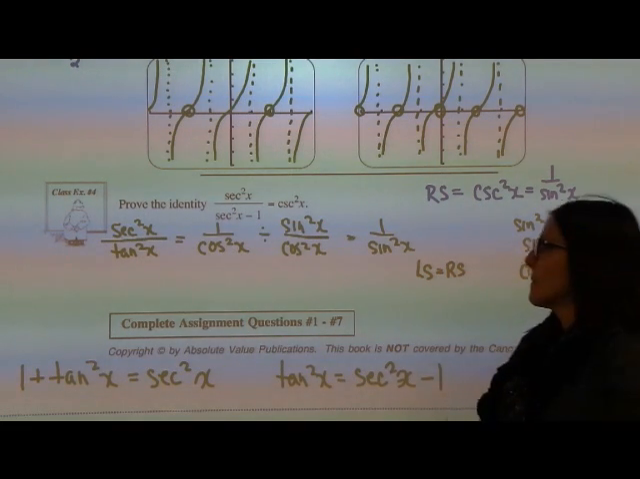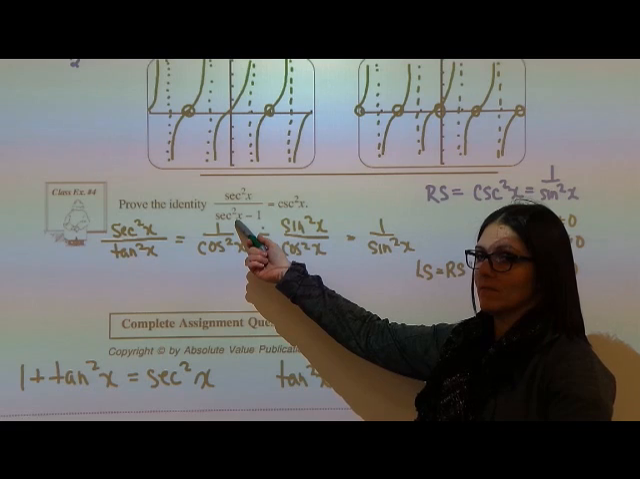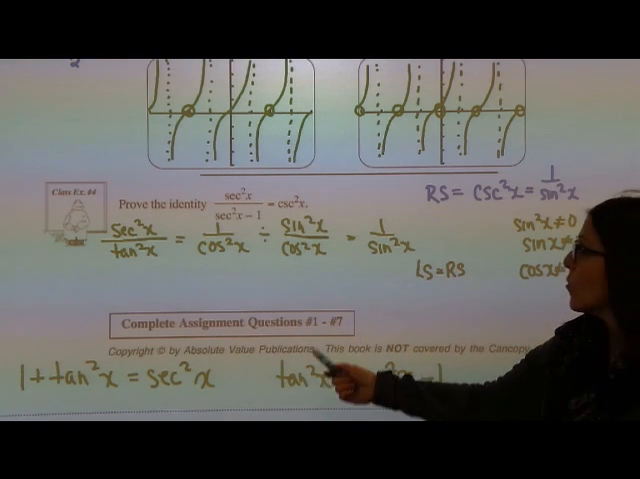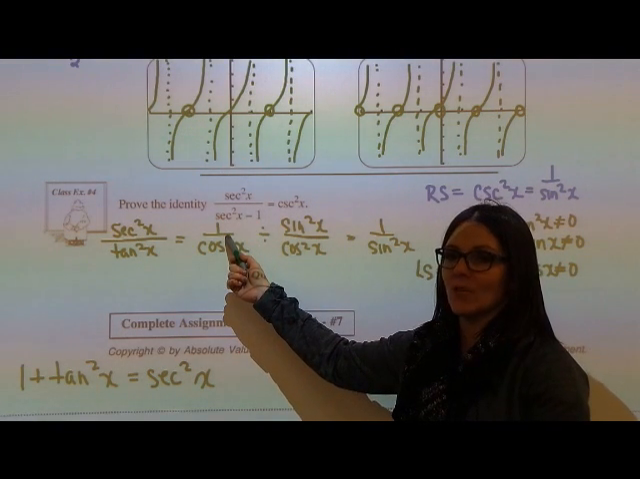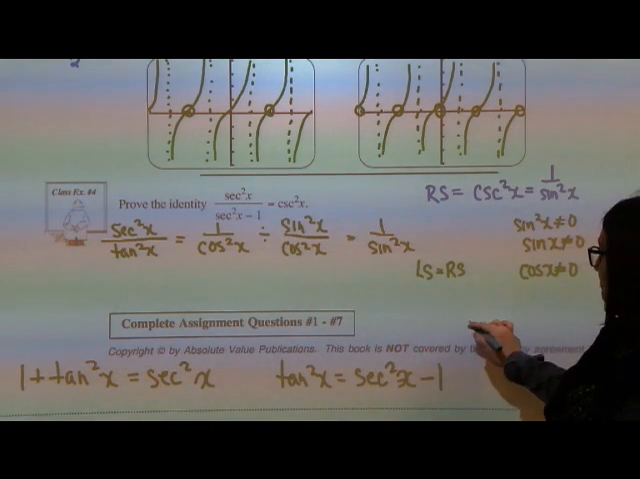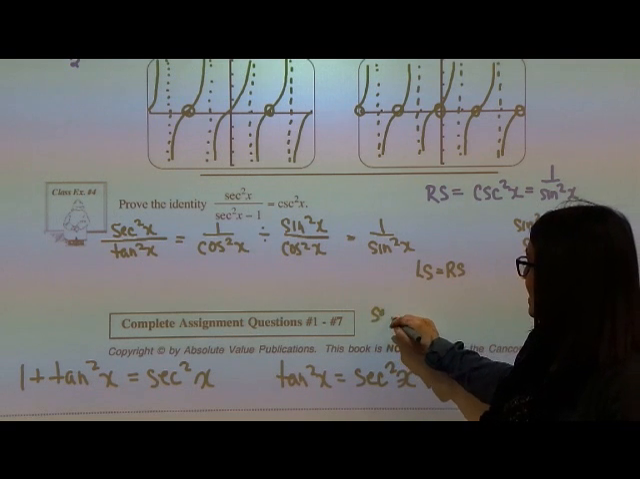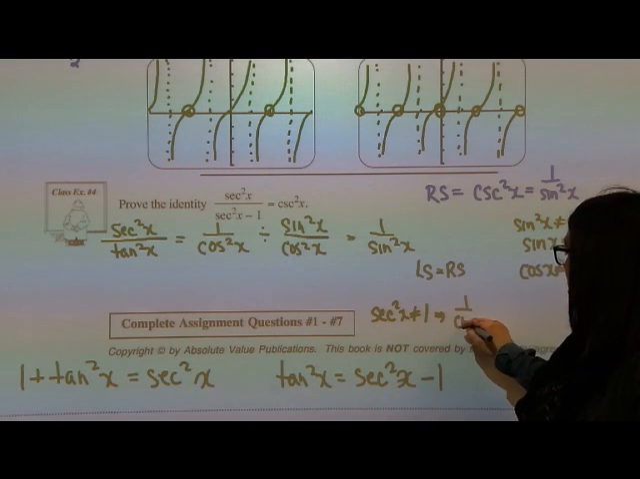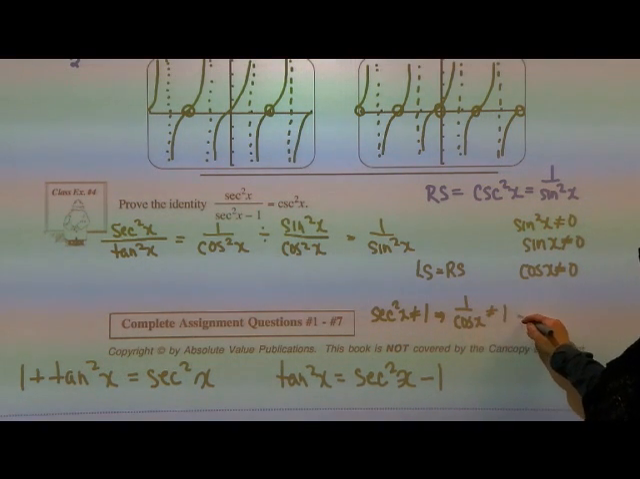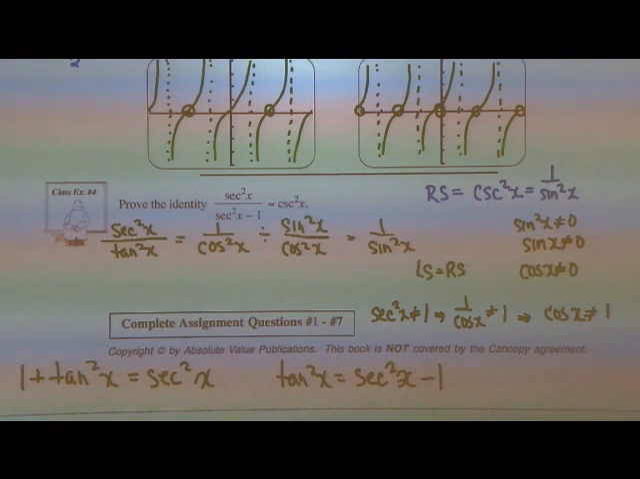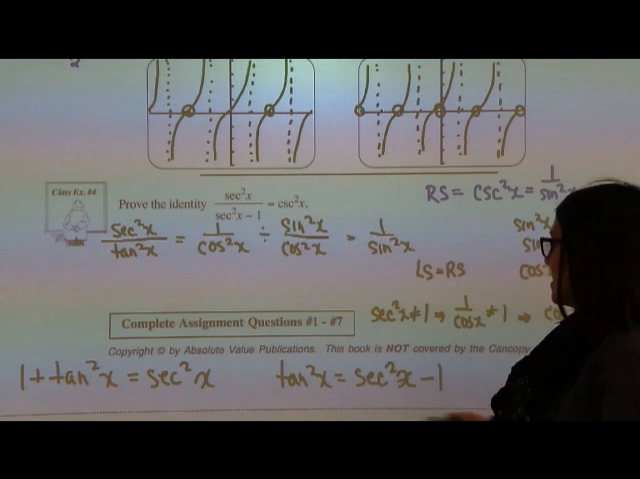What about secant squared? Secant squared can't equal 1, which means that secant, the reciprocal of cos, can't equal 1, which means that 1 over cos can't equal 1, which then means that cos can't equal 1. So we put this all together. We have that secant squared x can't equal 1, which means that 1 over cos x can't equal 1, which then means that cos x can't equal 1. Because if cos x equals 1, then 1 over cos equals 1, which means secant squared equals 1.